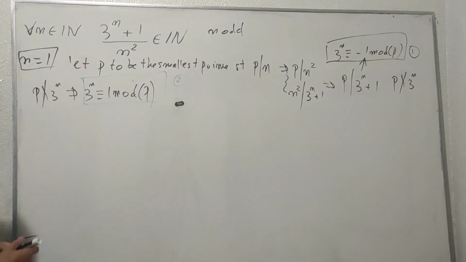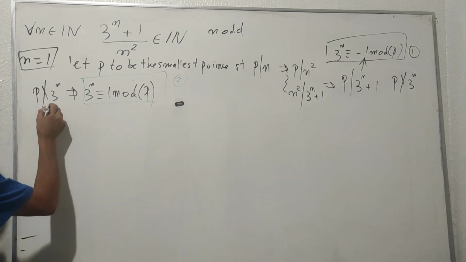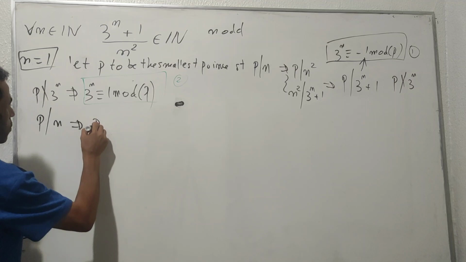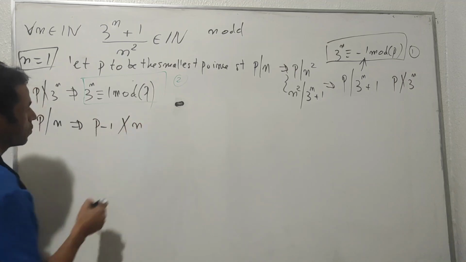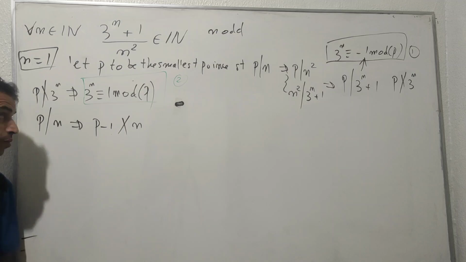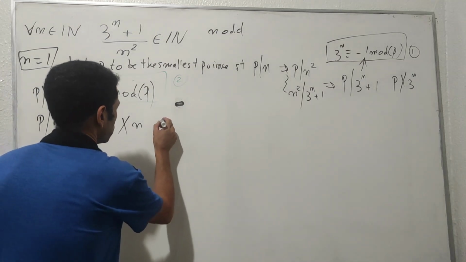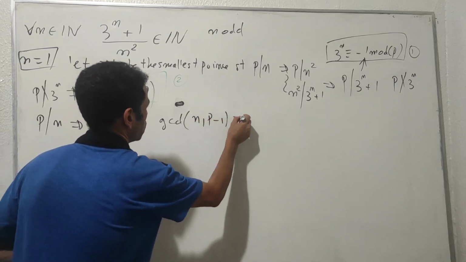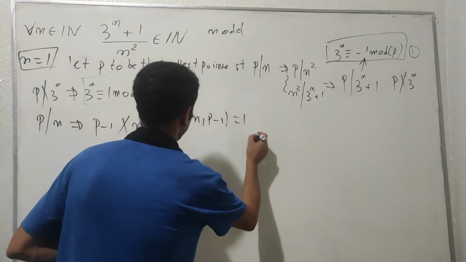So also, since p divides n, it implies p minus 1 cannot divide n. Okay, we are going to work with the Bezout theorem here. So we get GCD of n and p minus 1 equals 1.